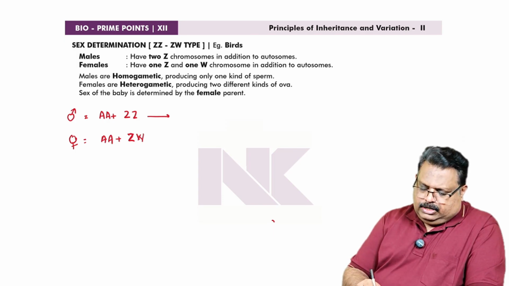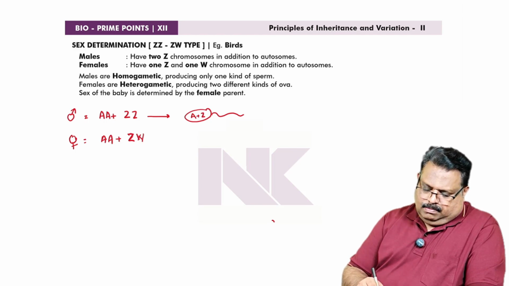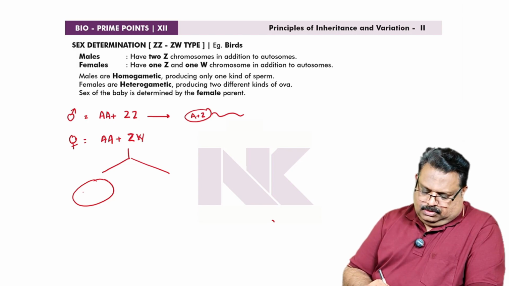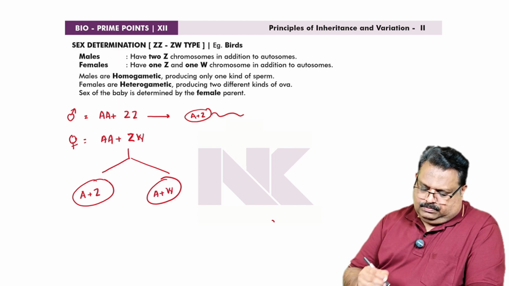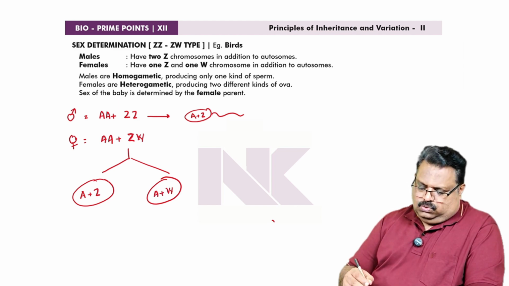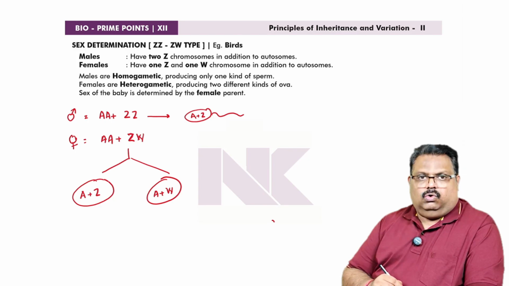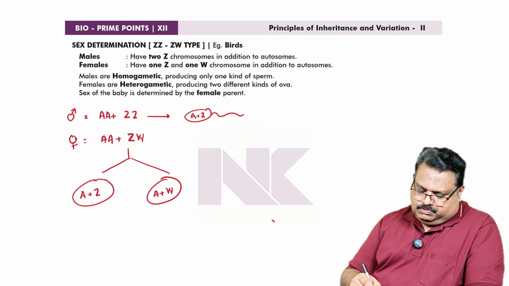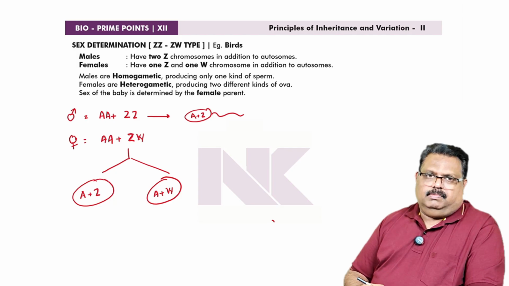That means the male will produce only one type of sperm, that is autosome plus Z. But the female will produce 2 types of ovum: ovum with the autosome plus Z, and ovum with the autosome plus W. So if the sperm fuses with the Z ovum, a male will be produced. If the sperm fuses with the W ovum, a female will be produced.